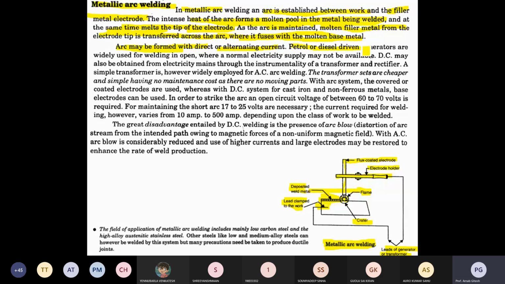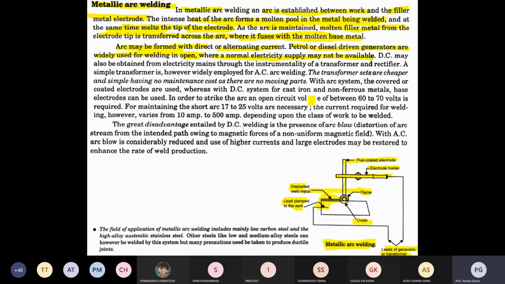Petrol or diesel driven generators are widely used for welding in the open, where the normal electricity supply may not be available. Some site is there in an industrial area, so you have to work in some remote areas where electricity is not there. So how do you get that energy? You have to depend on the generator. The generator means chemical energy is directly converted to electrical energy, like a diesel generator.